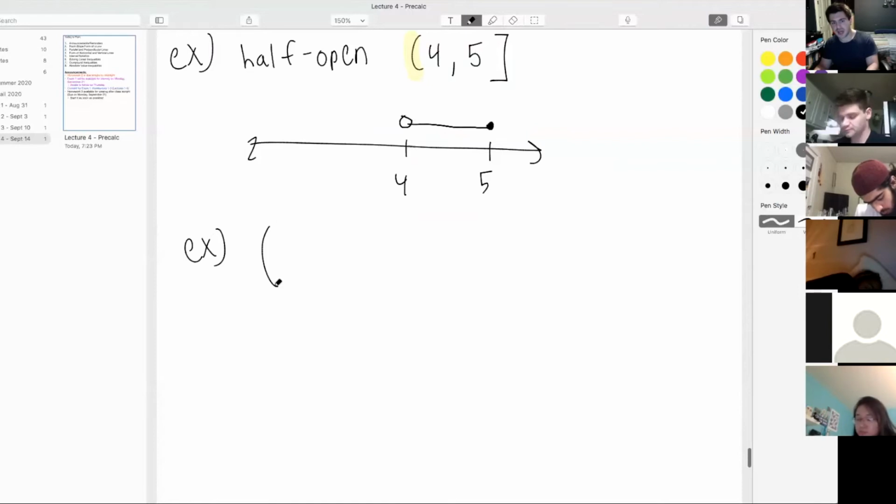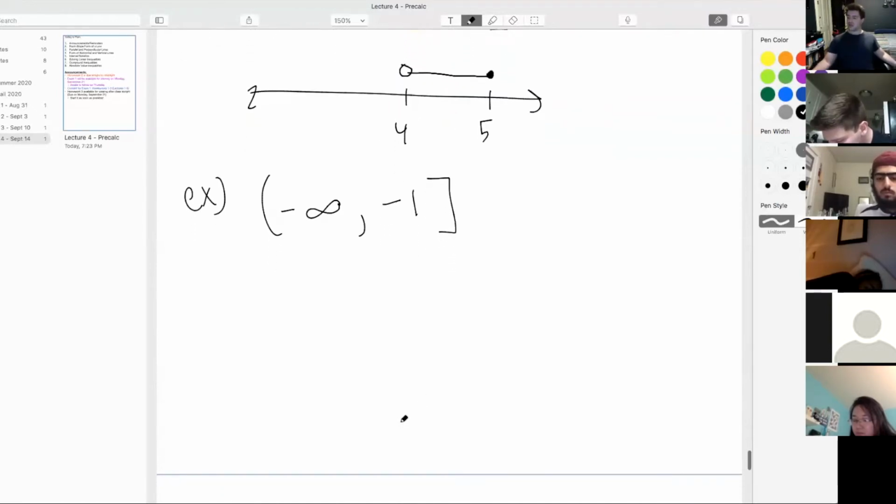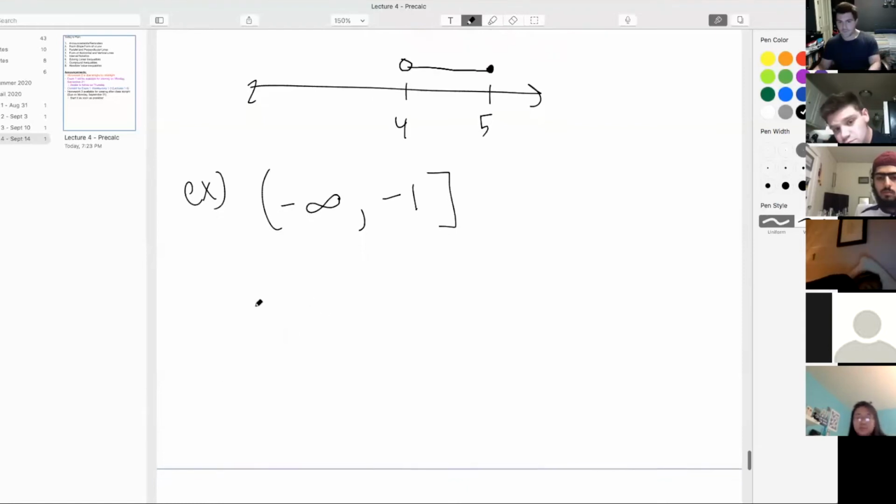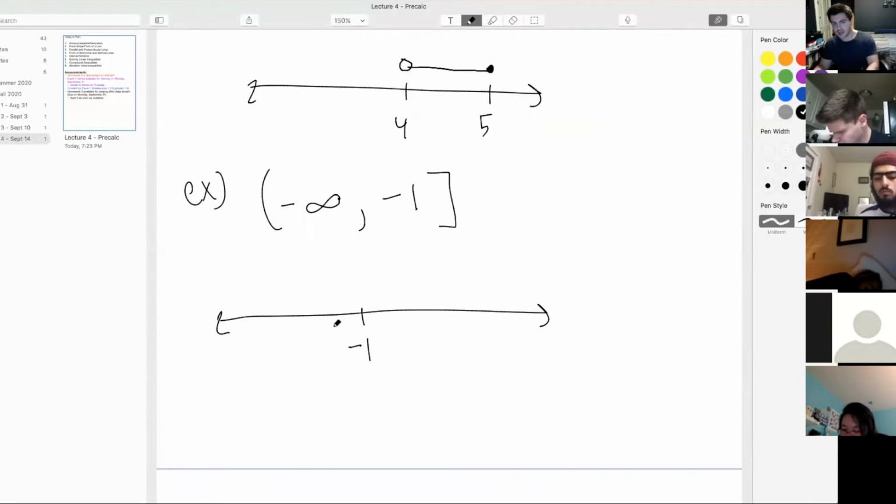And one last example. Let's look at parenthesis -infinity, comma -1 bracket. What will that look like on the number line? Let me draw the number line again. I'll put -1 really anywhere I want. -1 has a bracket, which means we're including it in our set, so I should put a closed circle above it. Now we want to go off to -infinity, so I'll put a line extending to the left, like that. I drew that kind of badly. Hold on.